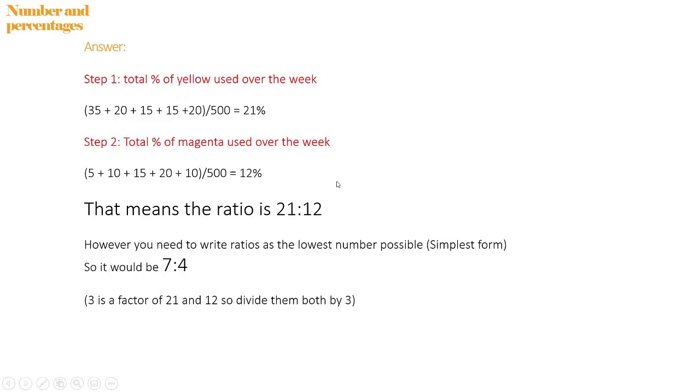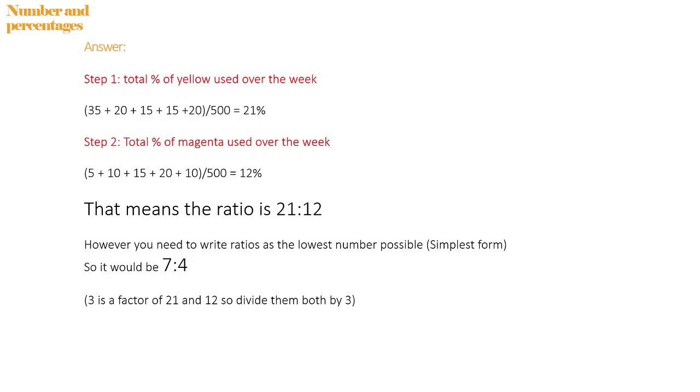Okay. However, with ratios, you need to write it in the simplest form possible. So the smallest numbers that you can get them at. So for the 21 and 12, basically, what can go into both of them? So 3 can go into both of those. So 21 divided by 3 gets you 7. 12 divided by 3 gets you 4. So that'd be a ratio of 7 to 4. You can't make that any smaller because no other numbers go into those that way. Okay, so ratios actually are really, really simple.